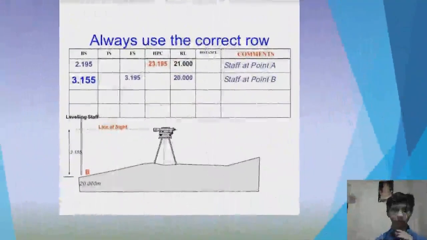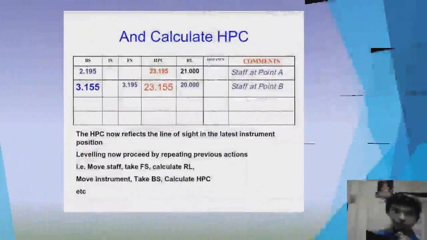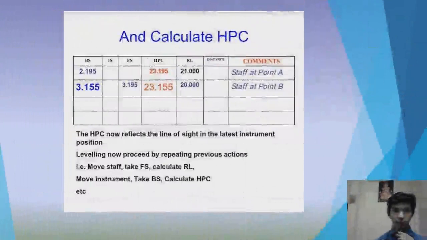Always use the correct row. Start from the staff at point A. Go to the next point and calculate the HPC. HPC means horizontal plane collimation. The HPC now reflects the line of sight in the latest instrument position.